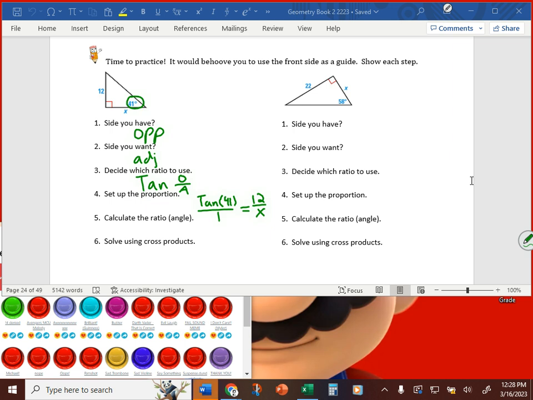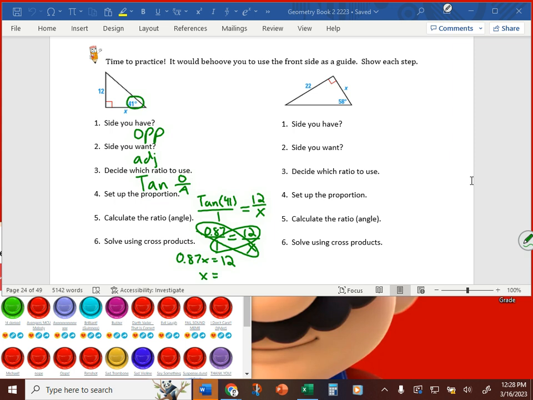Questions on how we got this set up? What is tangent of 41? 0.87? Does it round up to 0.87? Yes. Okay. So 0.87 over 1 equals 12 over x. Cross products to solve. 0.87x equals 12 times 1, which is just 12. Divide both sides by 0.87.